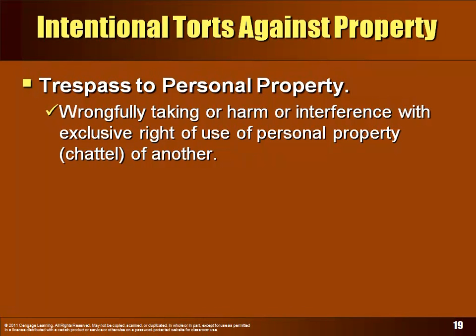Are we out of time? How much time? 10 minutes? Awesome.